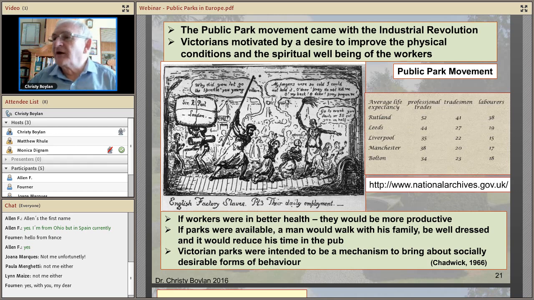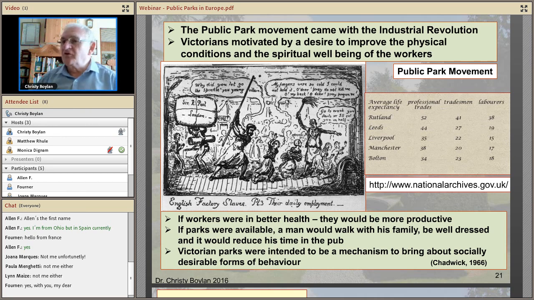So if you look on the right hand side, for example, you see the average life expectancy of professional tradespeople. The lowest was in Bolton at 34. Imagine the average life expectancy at 34. And in Liverpool, the labourers, what we regard as unskilled, the average life expectancy was 15. Remember, children worked in those days, and they could be working for 6 years at that stage. So it was a terrible time for people.